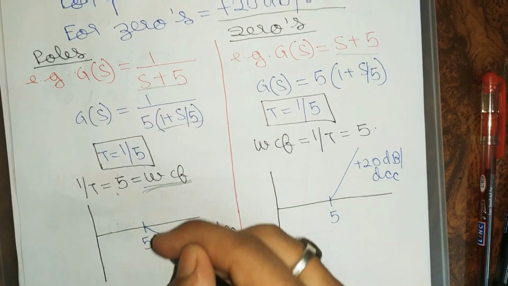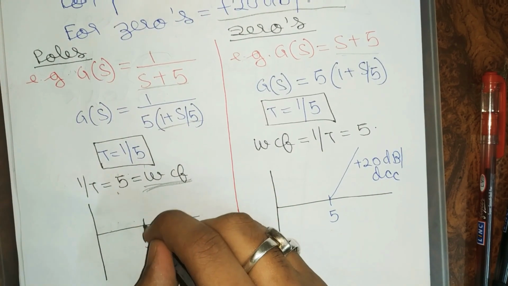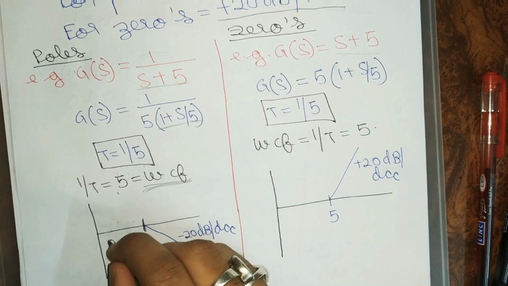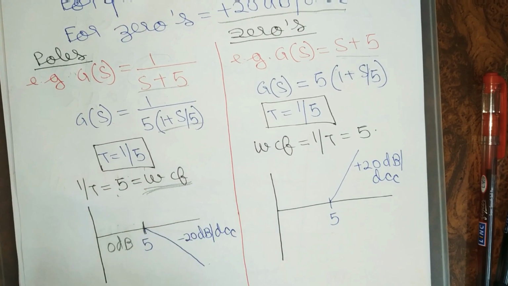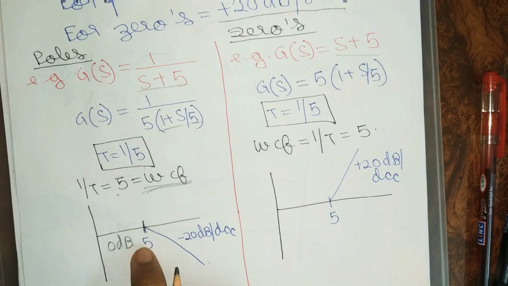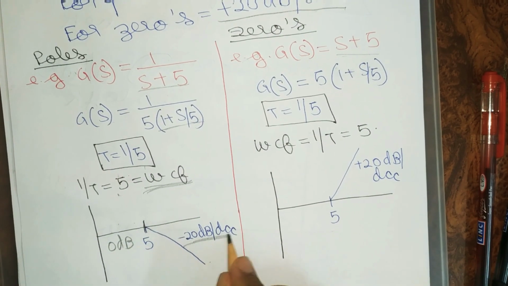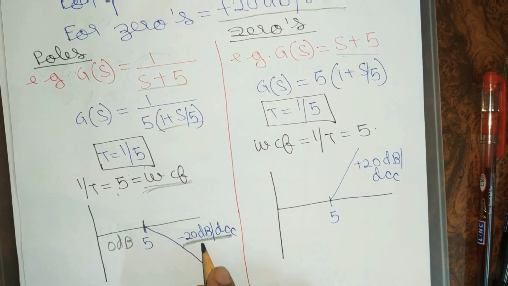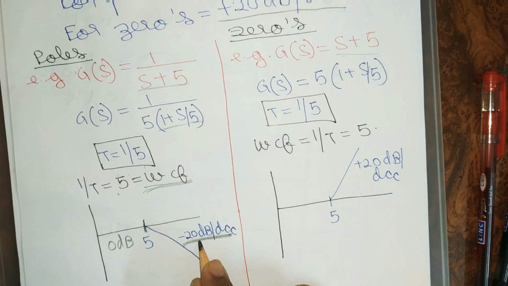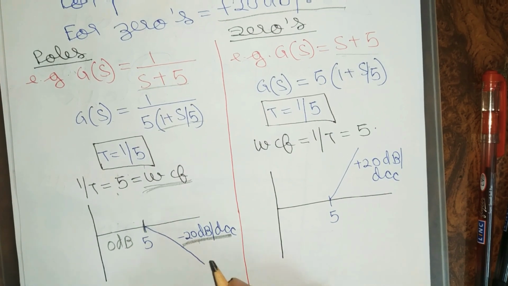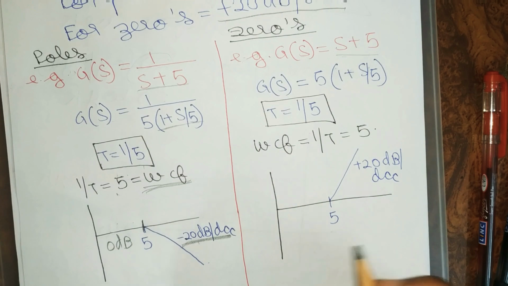Which means up to 5 it is 0 dB, the plot is moving along 0 dB, and from 5 it will move with a slope of minus 20 dB per decade, because the slope is minus 20 dB per decade for a first order pole.